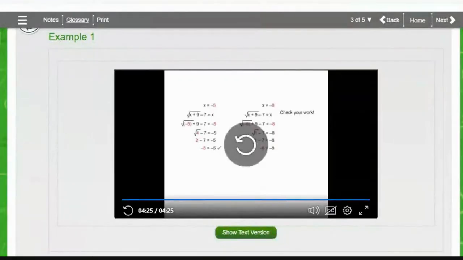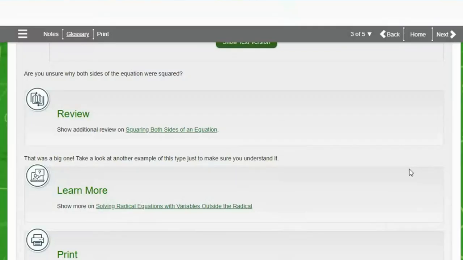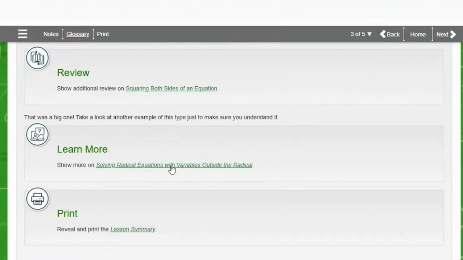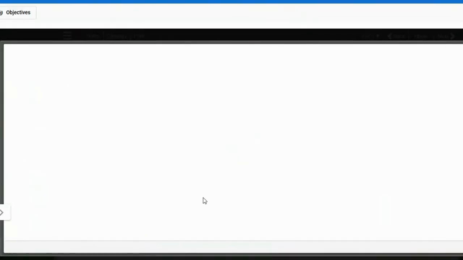All right, we got 10 minutes. We're gonna try to do a couple of examples at least, so that way we can get a good look at how this works and how we end up with quadratic equations. There's just a review on squaring both sides of an equation and solving radical equations with variables outside. But let's look at the lesson summary and get some practice problems in.